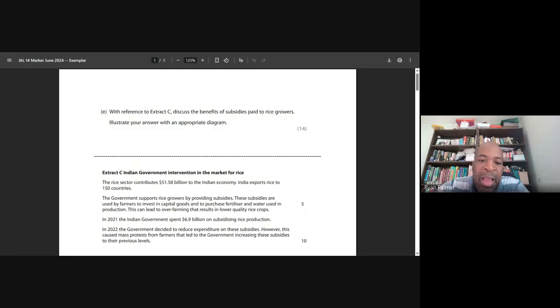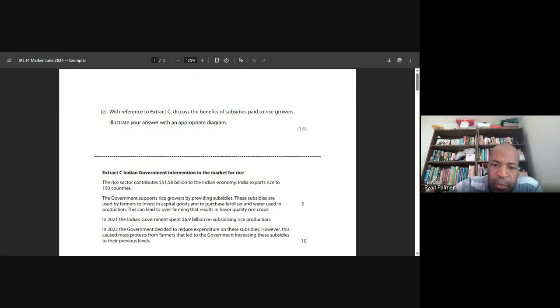When you're linking back to extract C, you want to say, as seen in extract C, or you want to put quotation marks to show that you're pulling directly from extract C. So here, extract C, Indian government intervention in the market for rice. So the rice sector contributes 51.58 billion to the Indian economy. India exports rice to 150 countries.